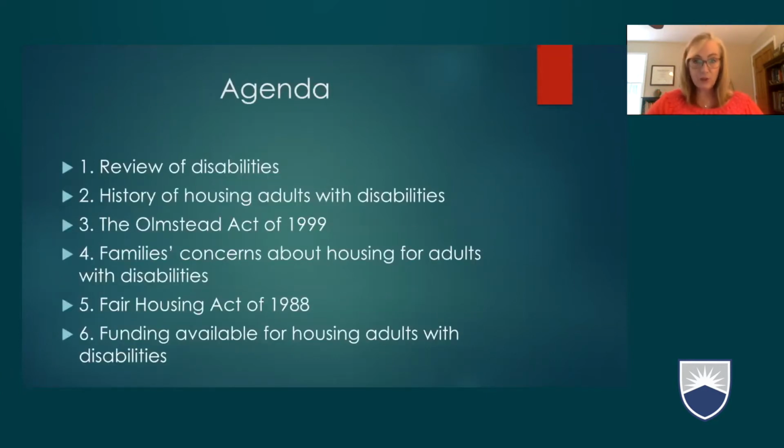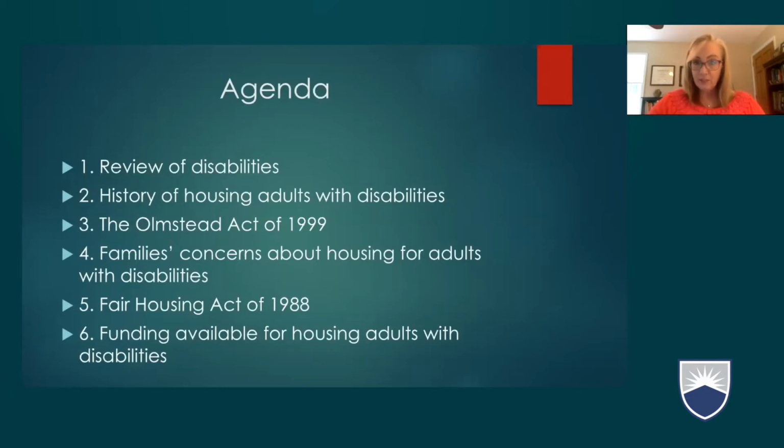So first we're going to do a review of different types of disabilities so that you have an idea of what I'm talking about when I talk about adults with disabilities. We're going to look at the history of housing adults with disabilities and what things have looked like in the past for them. We're going to then move on to what is called the Olmstead Act of 1999, which is a really pivotal result of a Supreme Court case that dealt with housing and individuals or adults with disabilities.